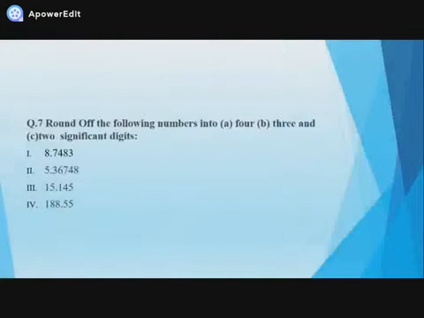Now question number 7. Round off the following numbers into A 4, B 3 and C 2 significant digits. Number 1 is 8.7483, number 2 is 5.36748, number 3 is 15.145, and number 4 is 188.55.